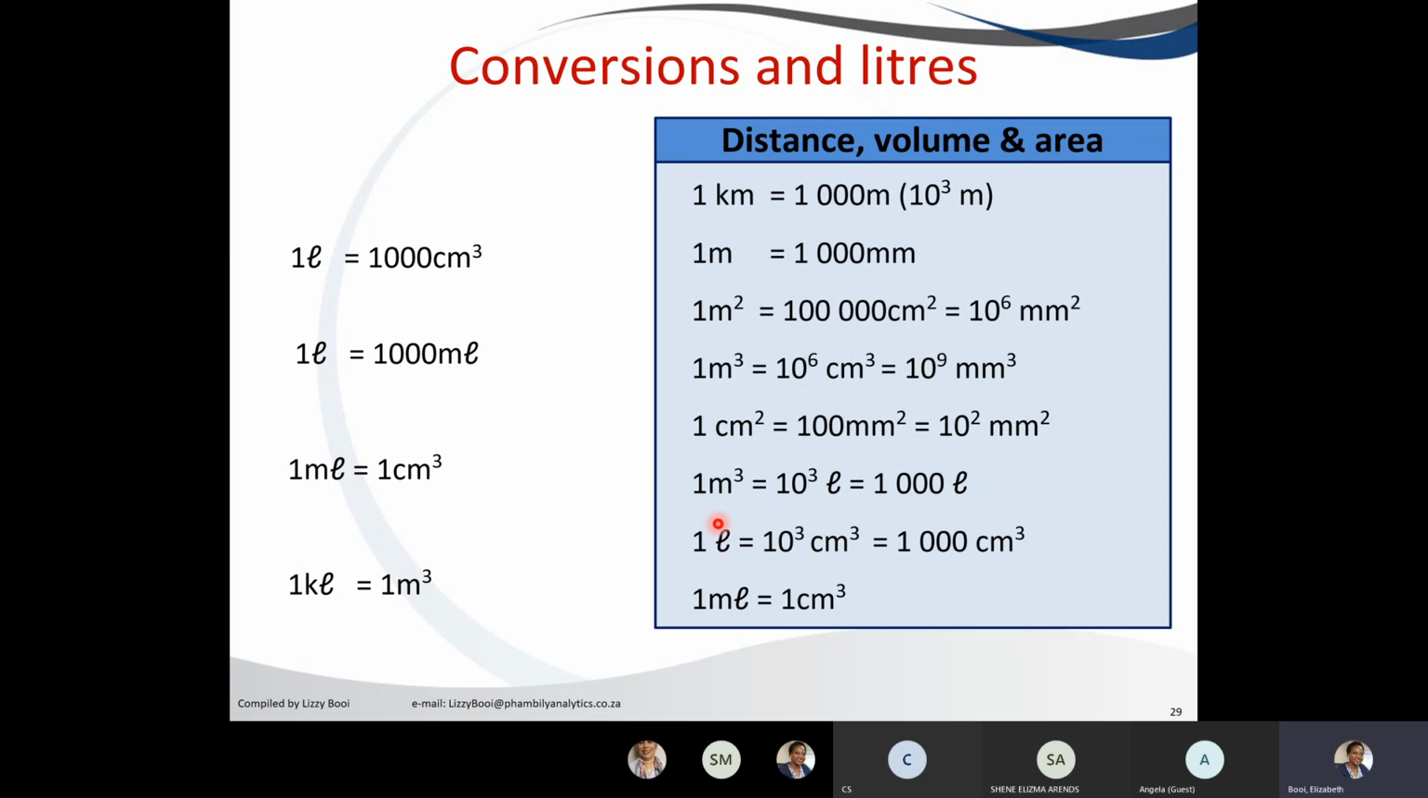So 1 meter cubed is the same as 1,000 liters. You just need to know all those by heart when you go write the exam, or you can write these down on a piece of paper where you can use it later as a reference. But all these are in your study guide as well.